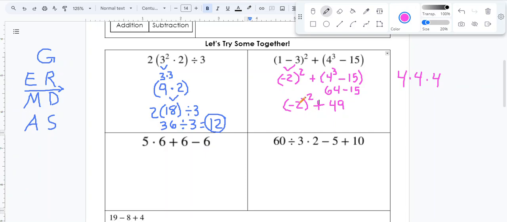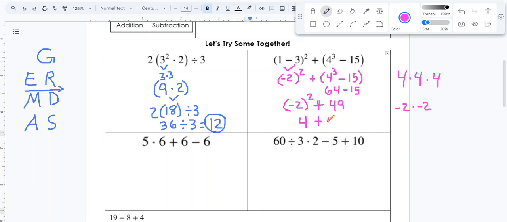Okay, so now I'm done with my groupings. So now I'm going to keep going through the rest of my list. All right, so exponents and radicals. Do I have any of those? I do. I have an exponent right here. So that means negative 2 squared. What that means is it's negative 2 times negative 2. And negative times a negative gives you a positive. 2 times 2 gives me 4. So this would be 4.